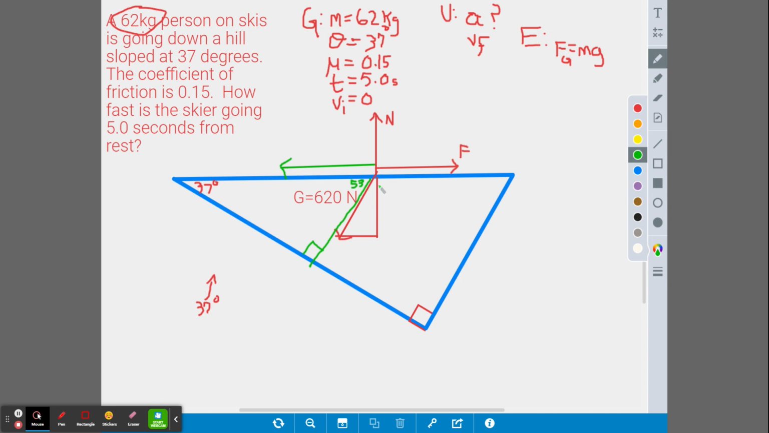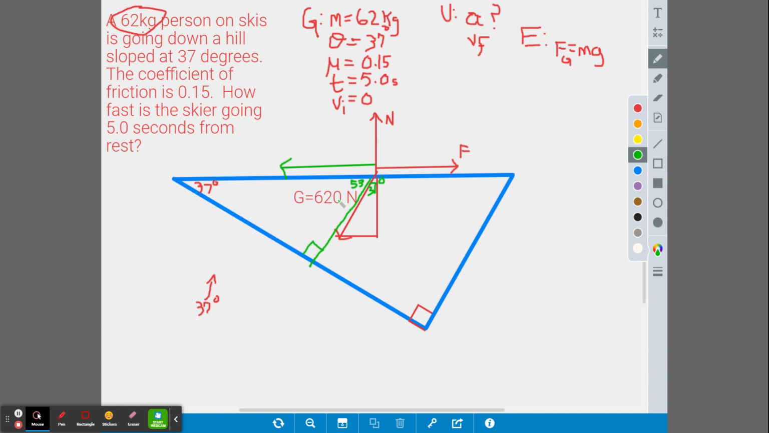Now this line is perpendicular to the slope. And this angle from the slope to this line is 90 degrees. That's a right angle. So 90 minus 53 is 37. So this angle is also 37 degrees. And anytime you do an inclined plane problem and you form this right triangle to get the different components of gravity, this angle here will always equal the angle over here. All right, now we have enough information to solve this problem.